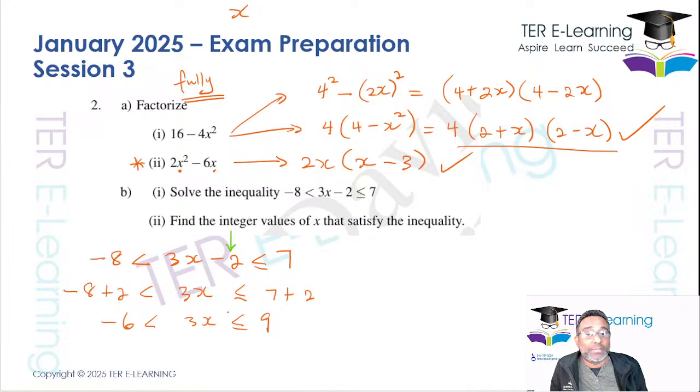And then, remember the objective is to ensure we have an x in the middle only. So you see this 3 here? We need to get rid of that. So divide every single thing by 3. So therefore, minus 6 divided by 3, you're going to get minus 2.